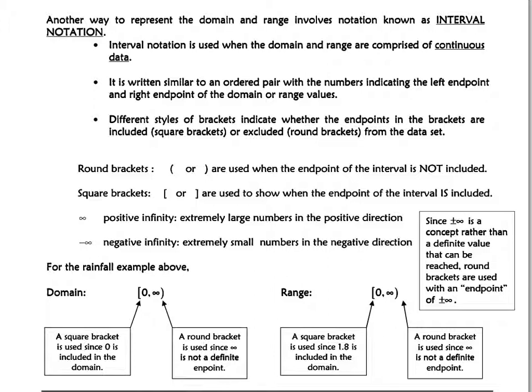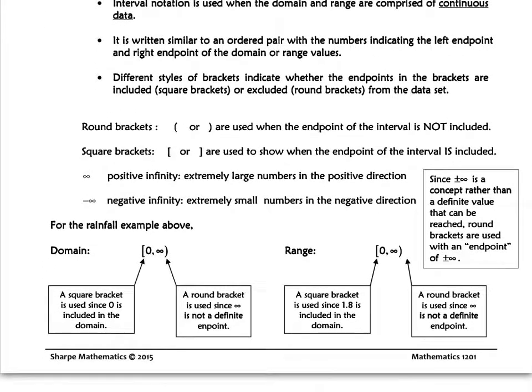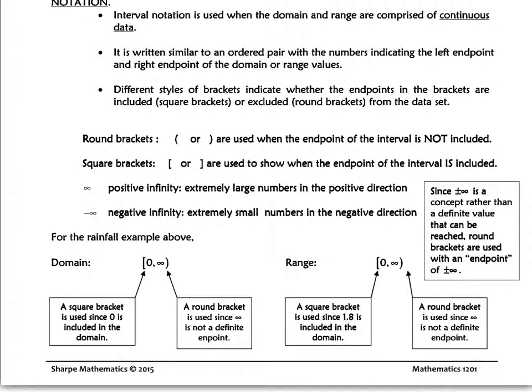For the example we had above, the domain was greater than or equal to 0. If you think on a number line, the lowest value is 0, and the highest value just keeps going higher and higher. So our left endpoint would be 0, and our right endpoint would be infinity. When we write interval notation, we always have it in the order left endpoint, comma, right endpoint.